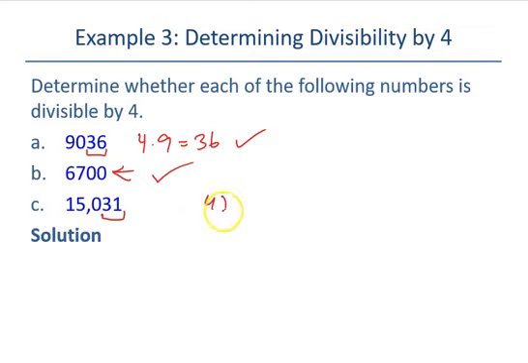Well, if I do 4 divided by 31, the closest I can get is going to be 7, and that's going to give me 28, which is going to give me a remainder of 3. But it doesn't matter what the remainder is. Any remainder is a bad remainder in this scenario, and so this one is not divisible.